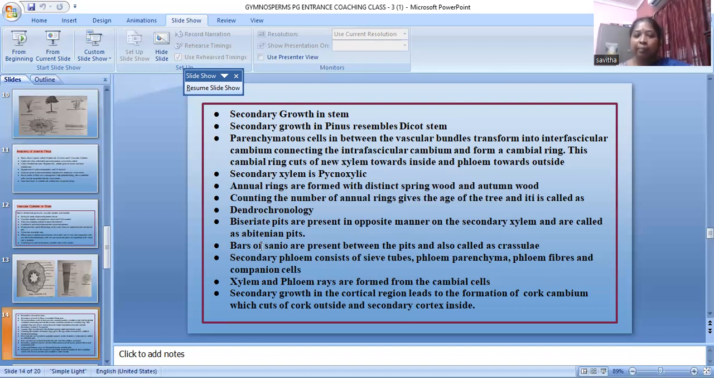Here biseriate pits are present on the secondary xylem and are called Araucarian pits, and bars of Sanio are present between the pits, and these are also called crassulae. Secondary phloem consists of sieve tubes, phloem parenchyma, phloem fibers, and albuminous cells. Xylem and phloem rays are formed from the cambial cells. And secondary growth in the cortical region leads to the formation of the cork cambium outside and secondary cortex inside.